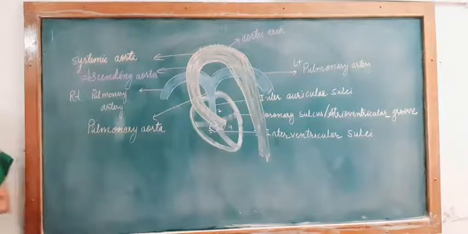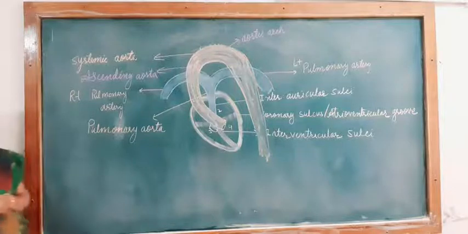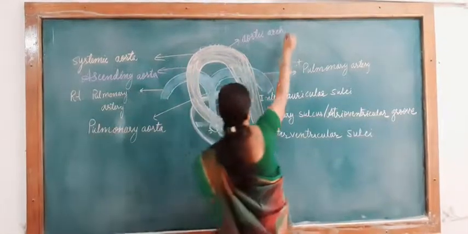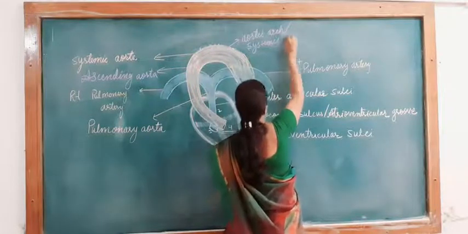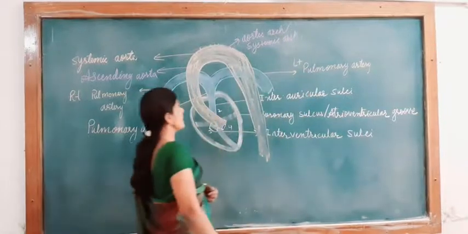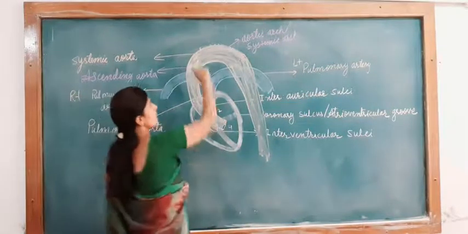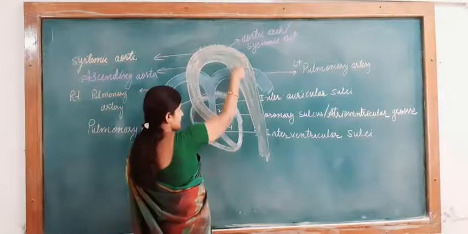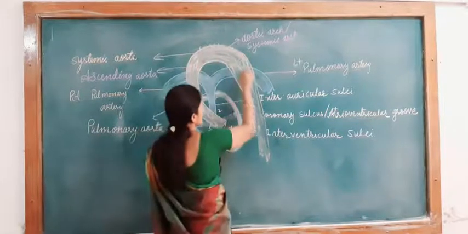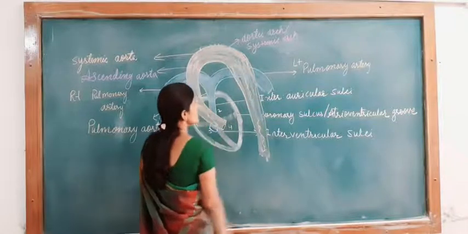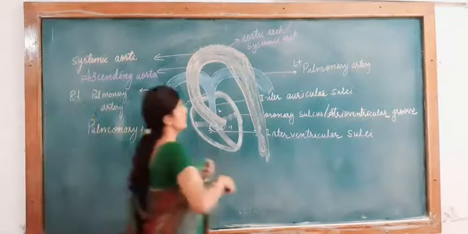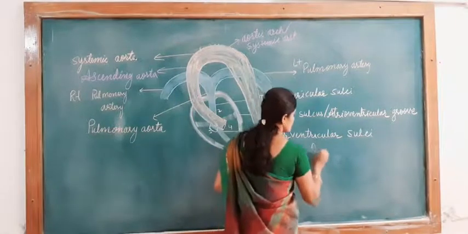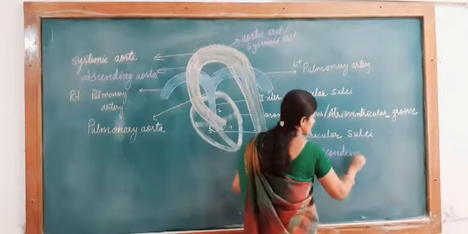Ascending aorta, and the second one is the aortic arc, also called the systemic arc. The curved place is the aortic arc or systemic arc, and then it comes down, moving downward. So this one is called the descending aorta.